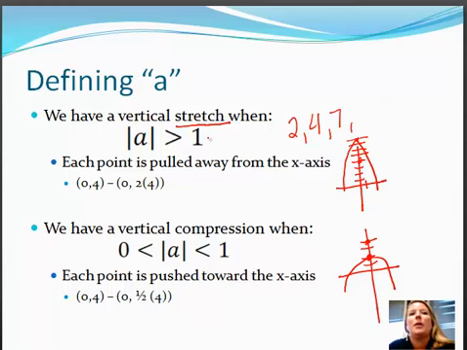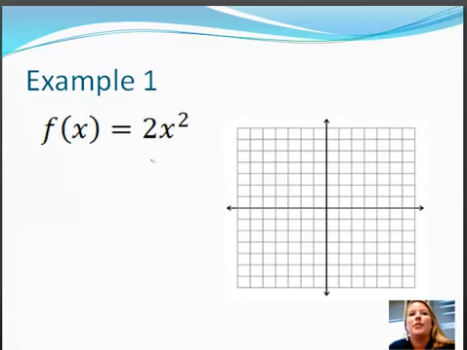So if A is a number bigger than 1, it's a stretch. If A is between 0 and 1, meaning it's a fraction, then it is a compression. So let's look at an example of this. Say we have 2x squared. 2 is bigger than 1, so we know that this is going to be a vertical stretch.